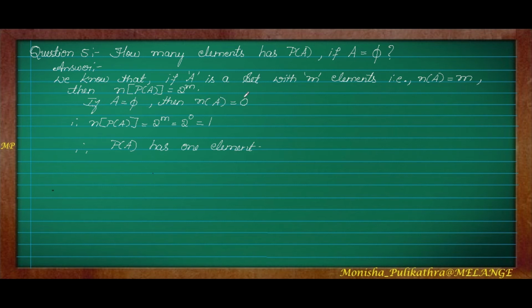Therefore, the number of elements in set A is 0. If the number of elements in set A is 0, then the number of elements in the power set of A, which we have assumed as 2 to the power of m, is 2 to the power of 0, since m is equal to 0. So 2 to the power of 0 is equal to 1. Therefore, as per the question, how many elements are in P of A? P of A has only one element. I hope you understood this.